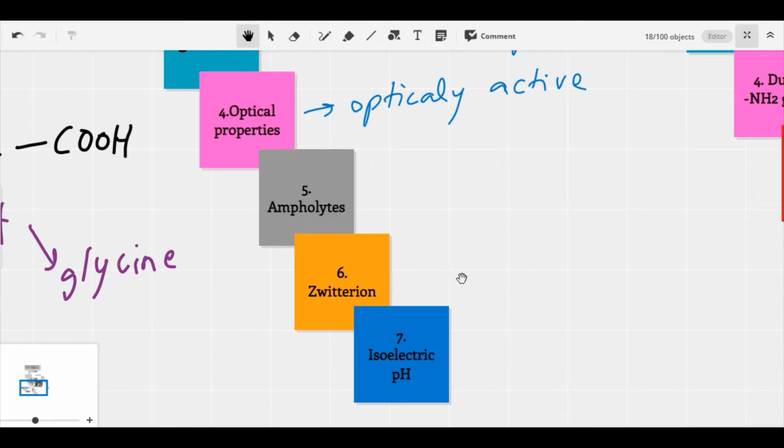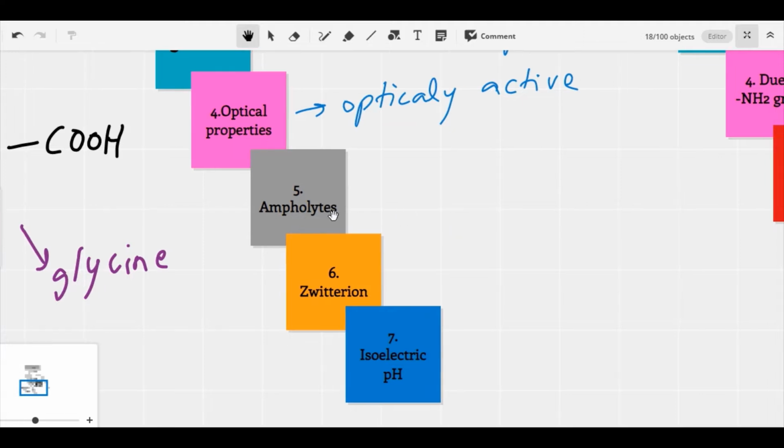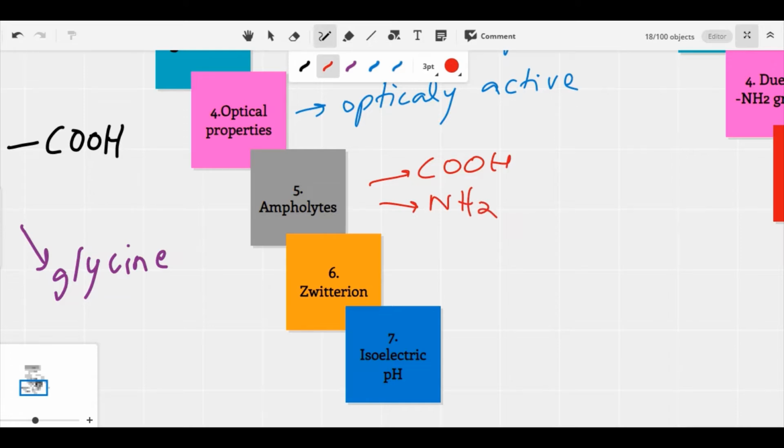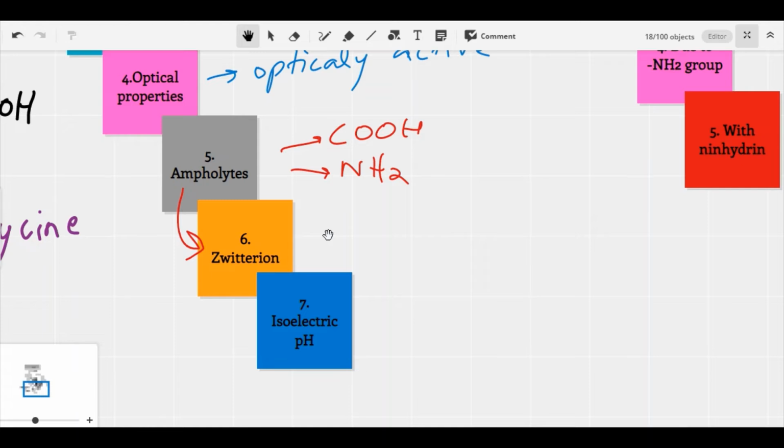And next one is amino acids as ampholytes. Number 5, amino acids are ampholytes. Ampholytes means that amino acids contain both groups, the carboxylic group as well as the NH2 group. So they can donate a proton or accept a proton, hence they are regarded as ampholytes. Actually, the Zwitter ion is also a part of the ampholytes. So here we will discuss in detail how they donate a proton and how they accept a proton.